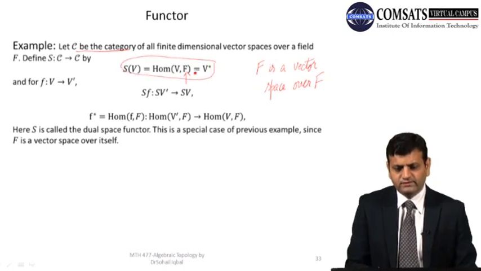So basically we have taken that B and replaced it with F, and so once again this is a contravariant functor, and this F upper star is defined in a similar way.